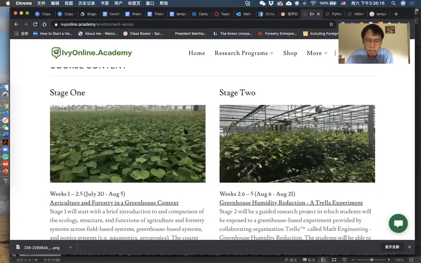Students who finish our course will receive a certificate from IvyOnline, just like our other courses. We also select the top 20 students who ace their research papers, and the CEO of Trela will award them recommendation letters. We also provide recommendation letters for students who finish the stage 2 course of the machine learning course.